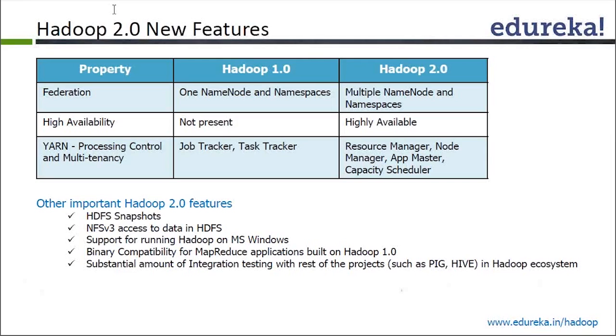So whenever you talk about YARN or the Hadoop 2.0 architecture, guys, it is very important that you understand the current existing architecture, and based on that, you will be able to relate how these things get improved with the new Hadoop 2.0 architecture.